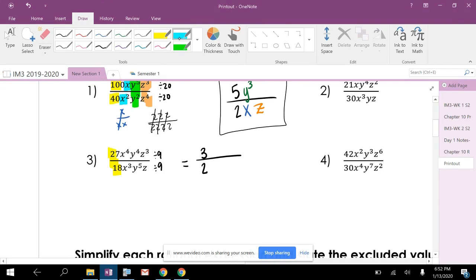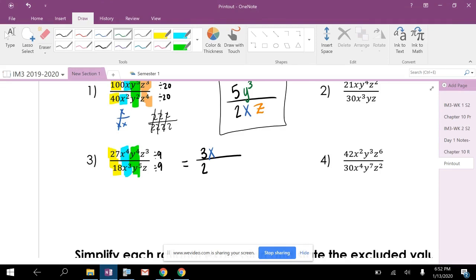Well, in blue here, I have 4 x's on top, 3 on bottom, which leaves me with 1x, and it's going to be on top. Again, because you have 4 on top, 3 on bottom. 3 of them are going to cancel, and 1 is going to be left on top. Okay, in green, I have 4 on top, 5 on bottom. That leaves me with only 1. Again, you're always subtracting. I would always take the bigger number minus the smaller number.